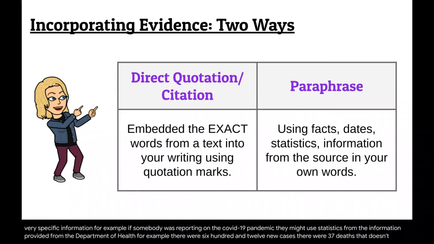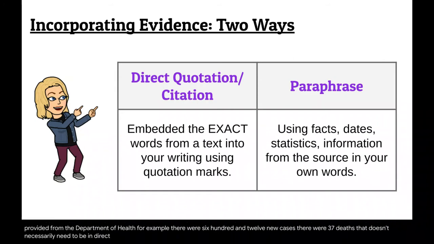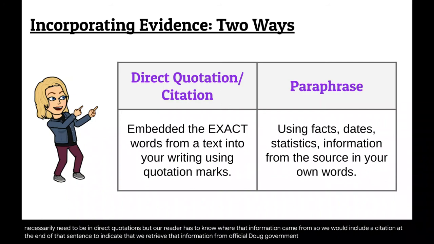That doesn't necessarily need to be in direct quotations, but our reader has to know where that information came from. So we would include a citation at the end of that sentence to indicate that we retrieved that information from official government documents and/or another article.